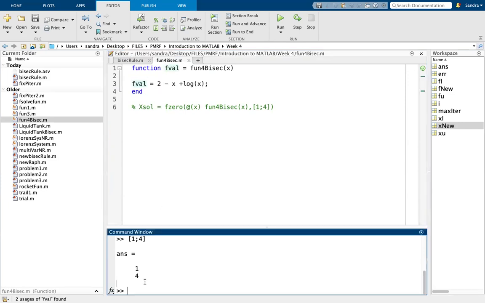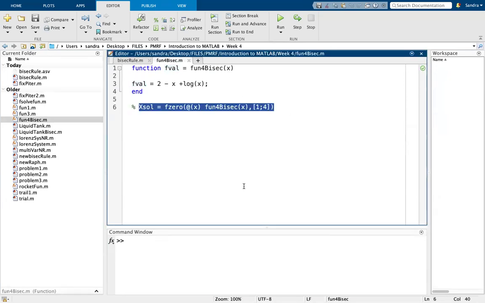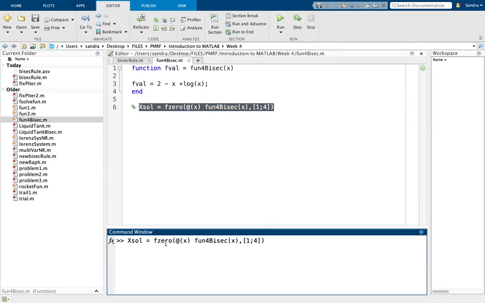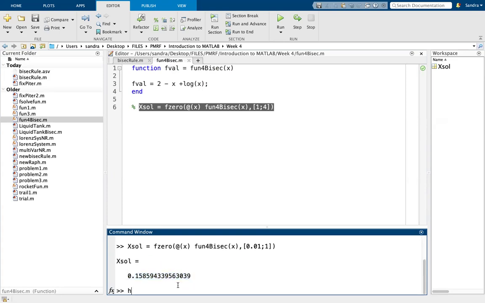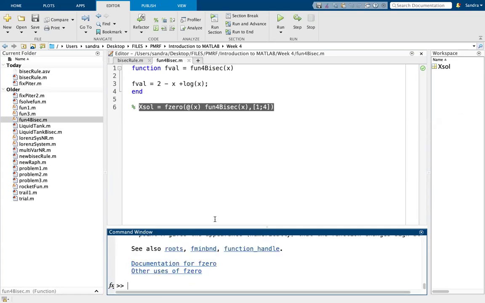Now, how do you solve this? I'll clear the command window and run this. This is the syntax to run it. I get the solution 3.1462. Now I'll change the limits to 0.01 and 1 and change the bracketing. I get the other solution, 0.15859 and so on. Now, if you have any doubts about how to work with fzero, you can type help fzero.